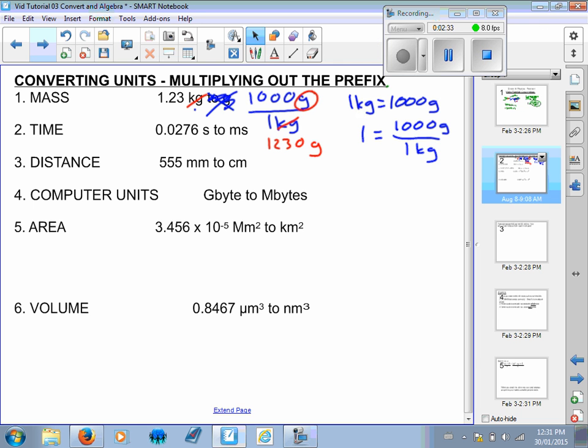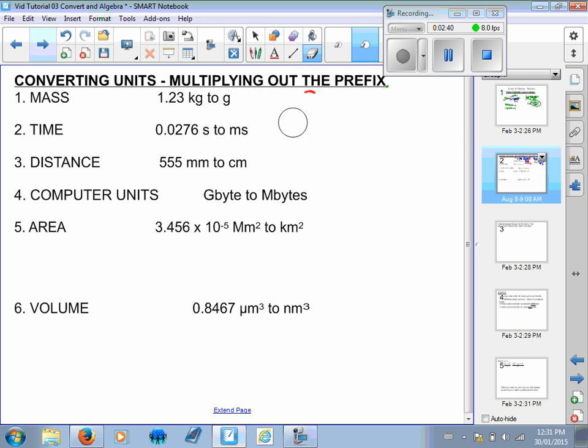So you can try the next two on your own, and I'll write in the answers so you can check. Remember, you can pause or rewind the video at any time. I'm not there to be upset. So, seconds to milliseconds, the answer is going to be 27.6 milliseconds. 555 millimeters to centimeters is going to be 55.5 centimeters. And gigabytes to megabytes, that's going to be 1,000 megabytes.